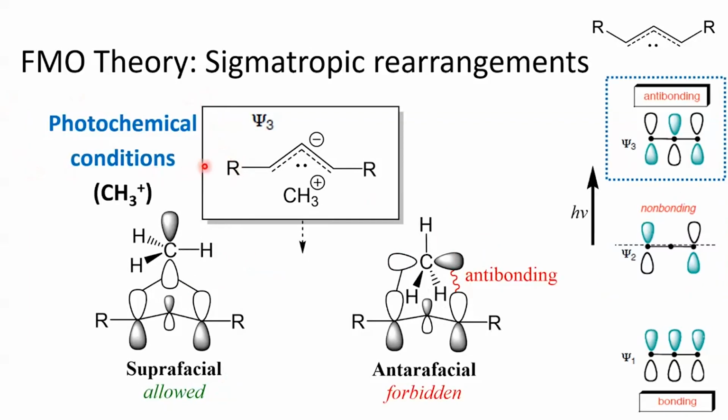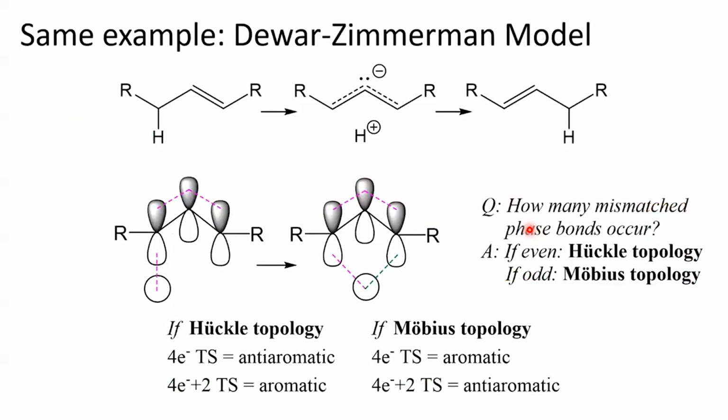So now if we consider our photochemical conditions, we've got two matching orbitals here, so the suprafacial migration is going to be allowed. Now considering the different phases of the carbon lobes, this antarafacial flipping mechanism becomes forbidden. We can also consider what's going on by the Dewar-Zimmerman model.